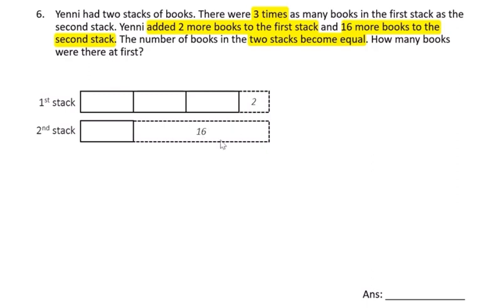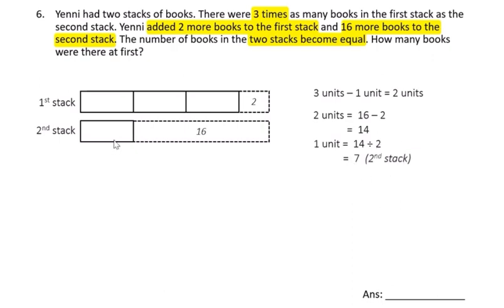Okay, so when you look at this, right, there's a 16, there's a 2. So you actually know that you can find the value of 2 units here, because this is 16. If you take away 2, it will be 14, and 14 will represent these 2 units. 2 units would be 16 minus 2, 14. Look for 1 unit, 14 divided by 2, 7. Question is asking me how many books are there at first. So second stack has 7 at first, because second stack got 1 unit at first only.